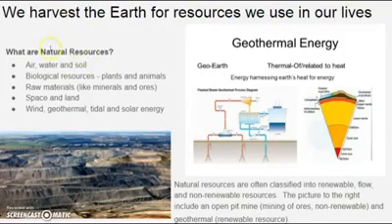So natural resources, what are they? Well, air, water, and soil. Biological resources involving plants and animals, right? We grow our food. That's a form of a biological resource. We've got raw materials like minerals and ores, the space and land, wind, geothermal, tidal, and solar energy. But what we're looking at here, we're comparing natural resources that we classify into either renewable, flow, or non-renewable resources.